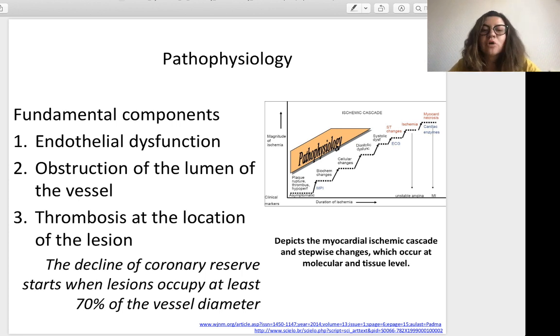But the decline of coronary reserves starts when the lesions occupy at least 70% of the vessel diameter. That's why the first manifestation, the first symptoms of angina, even stable angina, start when obstruction is more than 70%. Before this obstruction, if there is better circulation, the organism is able to compensate for this hypoxia.